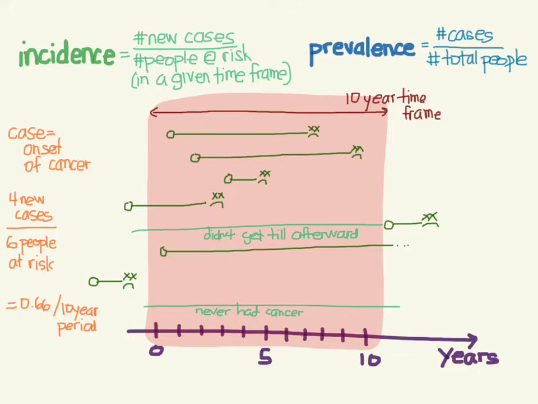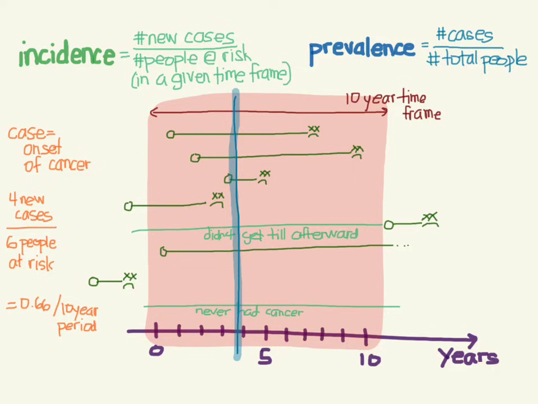Now let's take a look at prevalence. Now prevalence is like a snapshot in time. And so let's pick a particular time point. And so we picked a snapshot in time. It looks like year 4. And we want to see what are the total number of cases. So who has cancer at this point in time? Well, this guy does. This one does. This one does. This one does not because they died before then. And this one doesn't. This one does. This one does not. And this one does not.